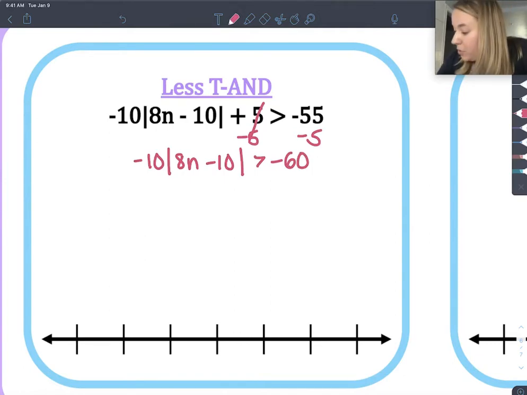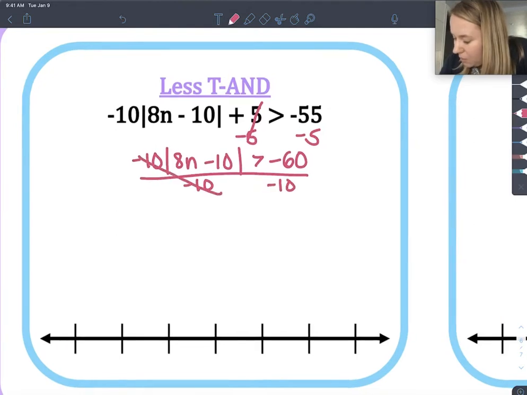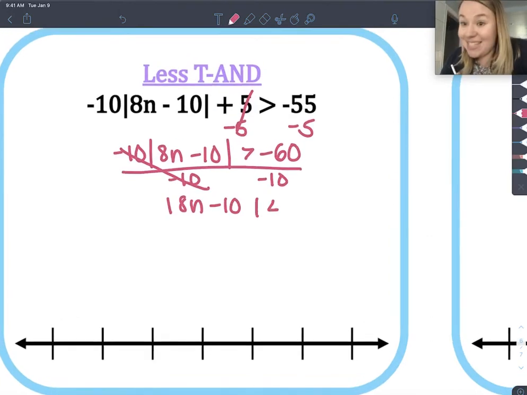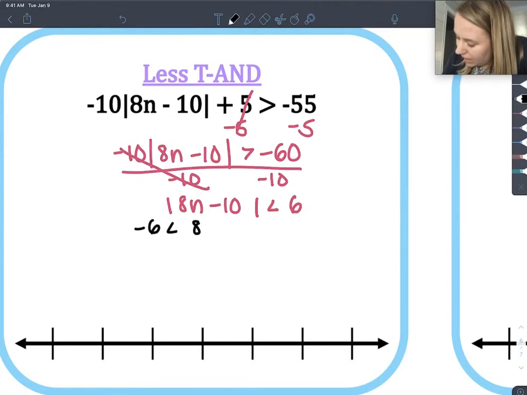Now we have to divide everything by negative 10. And what ends up happening is we get the absolute value of 8n minus 10 is less than, sign flipped, right? Dividing by a negative, and then it becomes a positive 6. So b is greater than 0, so we can solve, and our sign flips. So now this is a less than symbol, so we're going to use an and. So we are going to have that negative 6 is less than 8n minus 10, which is less than 6.